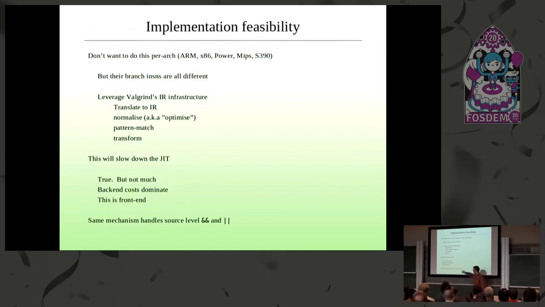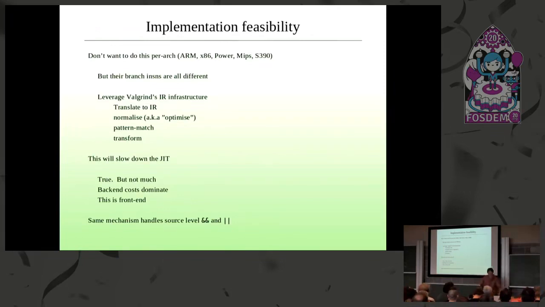I should point out as well, I've only talked about AND here, but the same mechanism logically handles OR because, in fact, an OR expression is just going to be compiled into the same style of tree as an AND expression. It's just that the conditions are swapped around via De Morgan's law. So it naturally handles that.